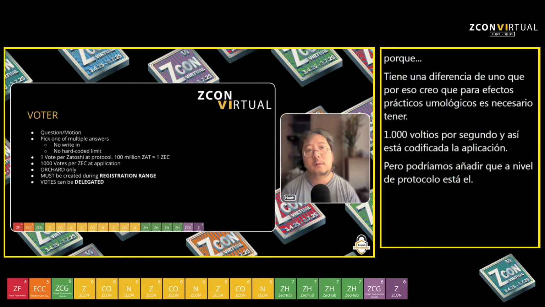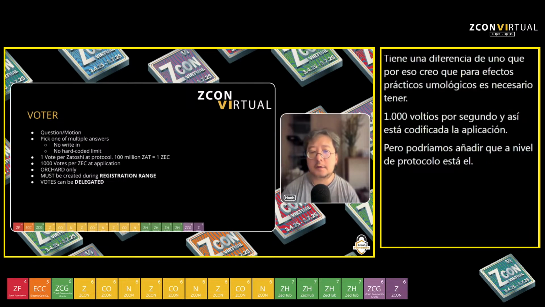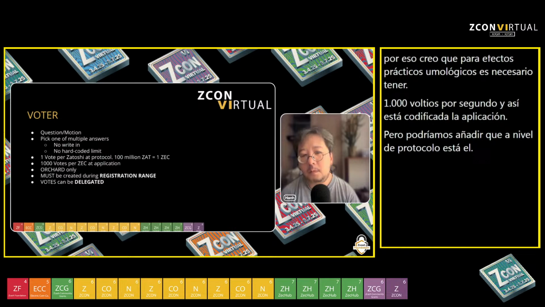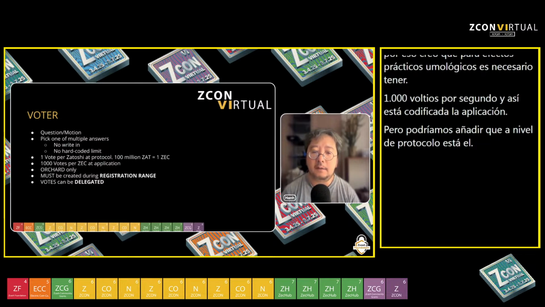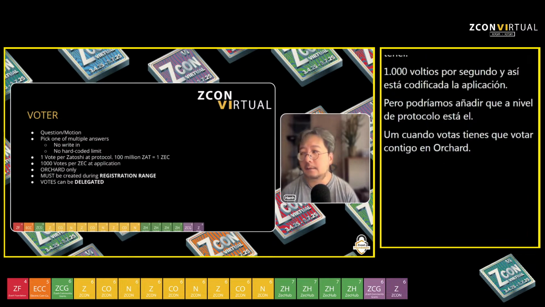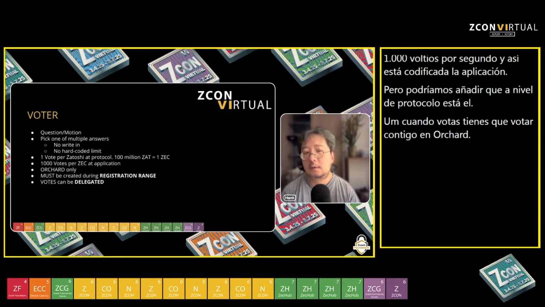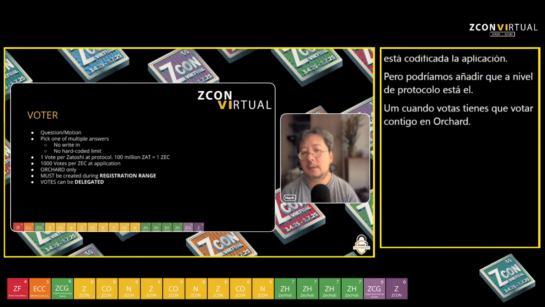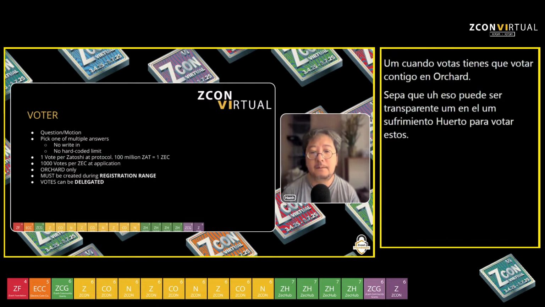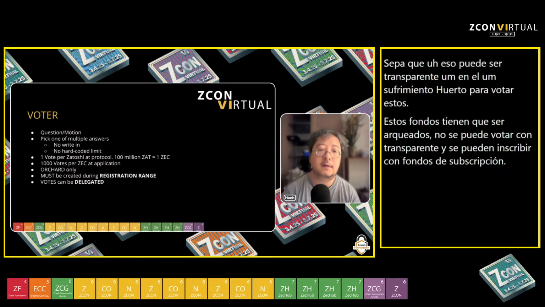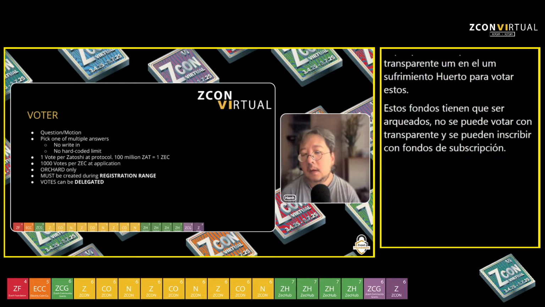When you vote, you have to vote with Orchard. You know that ZEC can be either transparent, in Sapling, or in Orchard. To vote, these funds have to be in Orchard. You cannot vote with transparent funds, and you cannot vote with Sapling funds. The reason behind that is mostly technical.